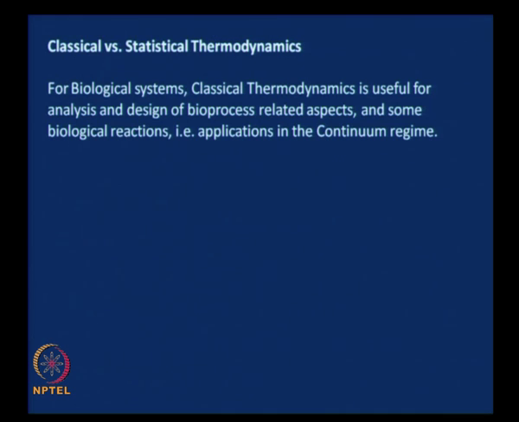Now let me make a comment that I mentioned in the very beginning of this lecture, that is the relationship, the difference between classical and statistical thermodynamics. For biological systems, classical thermodynamics is useful for the analysis and design of bioprocess related aspects and some biological applications or biological reactions. Essentially, when you can consider something to be in the continuum or continuous, then you can apply classical thermodynamics principles to come up with useful relationships.